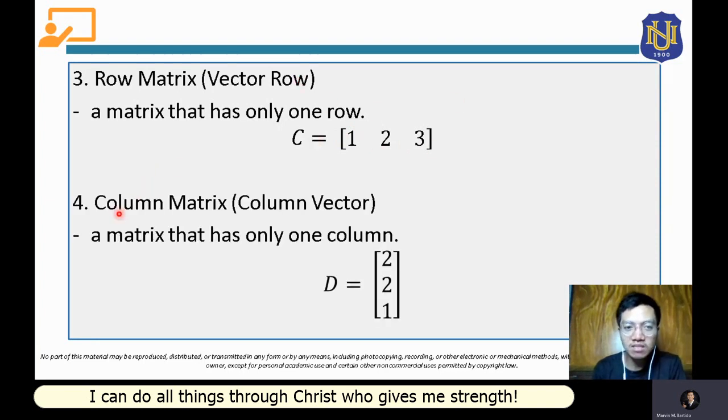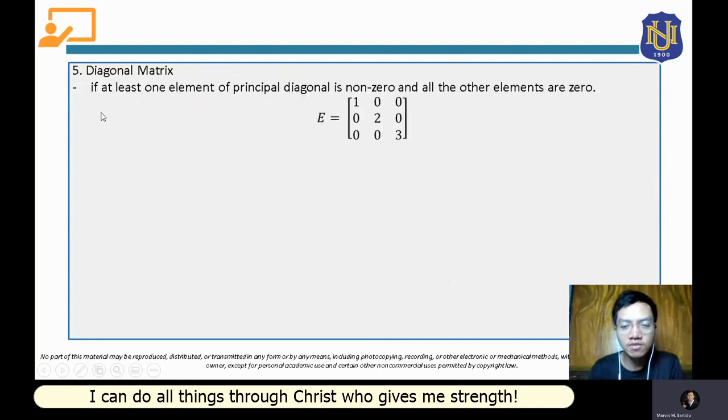Now for the fourth type, this is called a column matrix or column vector. It is a matrix that has only one column. So this matrix D only has one column. So this is a column matrix. The fifth type of matrix is called a diagonal matrix. In a diagonal matrix, at least one element of the principal diagonal is non-zero and all the other elements are zero.